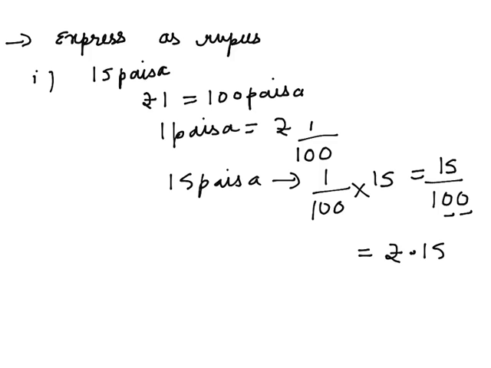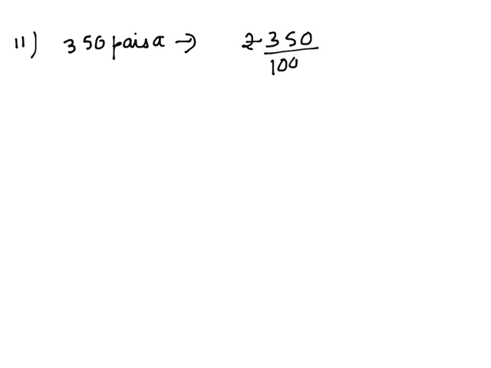Second, we have 350 paisa. By using the same concept, when we convert into rupees, we can write it as 350 divided by 100. Rupee 1 is equal to 100 paisa, 1 paisa is equal to 1 by 100, and 350 paisa we can write as this. Here 1 zero cancels with 1 zero, so we are left with 1 zero, and it can be written as rupees 3.5.